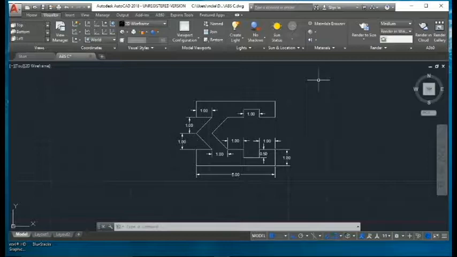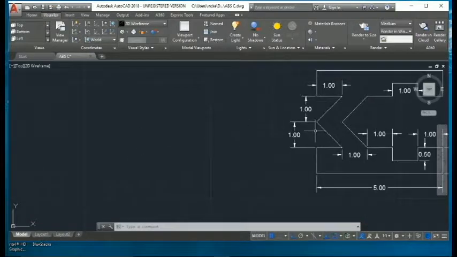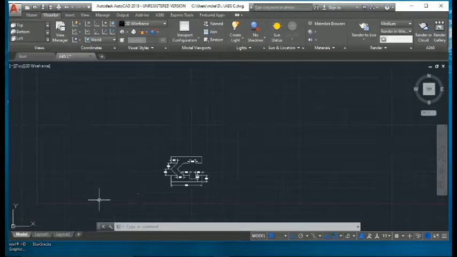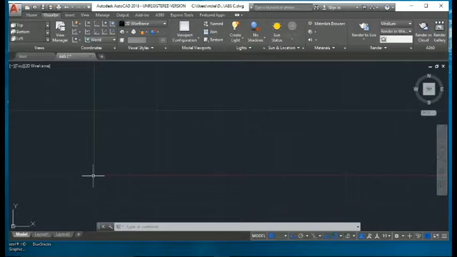Today I will discuss the absolute coordinate system. In the absolute coordinate system, the location of a point is specified with respect to the origin. This point is known as the origin. The horizontal line is known as the x-axis and the vertical line is known as the y-axis.